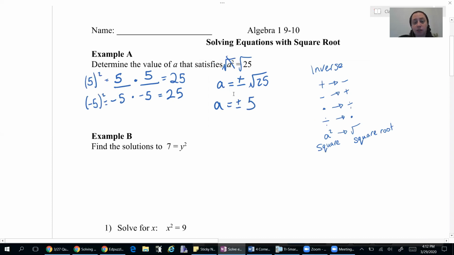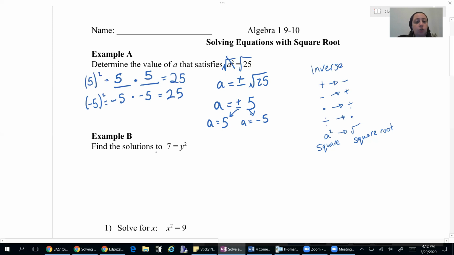Now mathematicians are lazy and we don't want to write a equals 5, a equals -5. So we just put them together as a equals plus or minus 5. But it does mean that there are two solutions, a +5 and a -5. Let's do one more example.